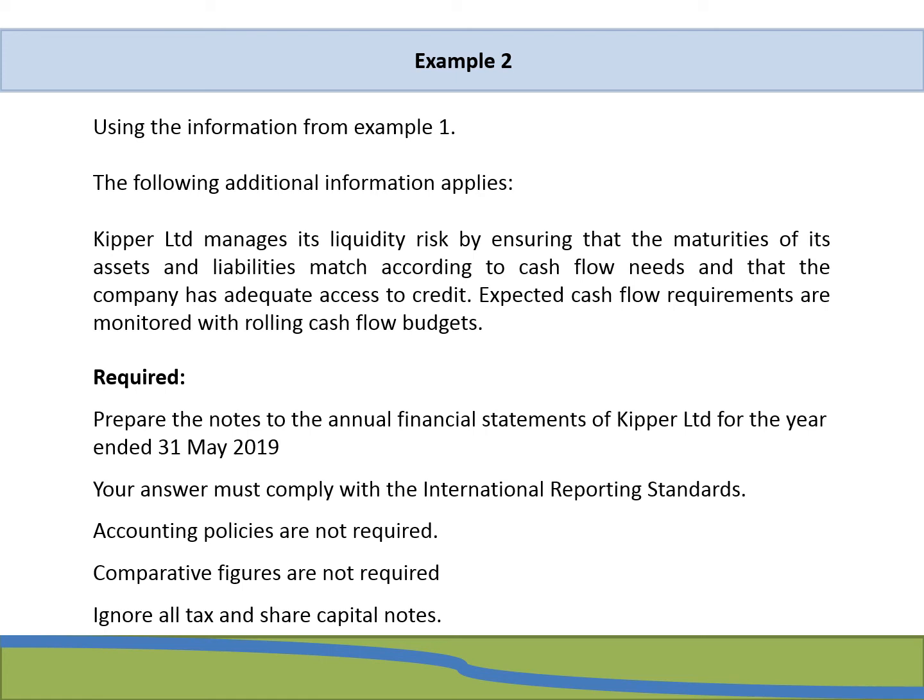And then we come to the required, which says prepare the notes to the annual financial statements of Kipper Limited for the year ended 31 May 2019. Your answer must comply with the international reporting standards. Accounting policies are not required. Comparative figures are not required. And you may ignore all tax and share capital notes.